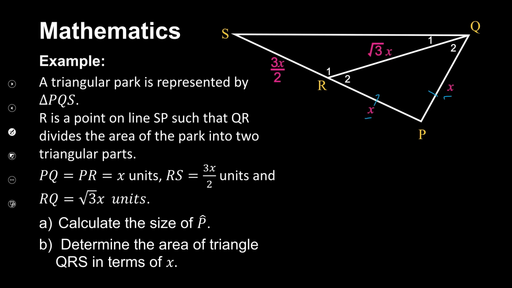Remember, if those two lines are equal, we have an isosceles triangle, making that angle equal to that angle. They give us the value for RS, and they give us the value for RQ being √3 X units, so that one. And they want us to calculate first the size of P, and then the area of the triangle QRS in terms of X.